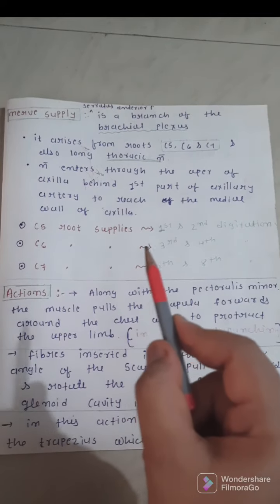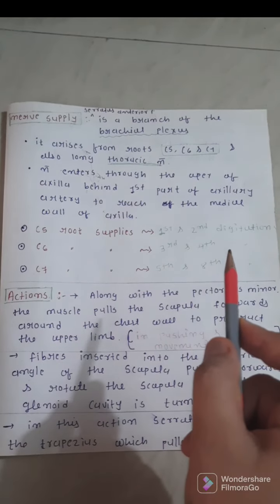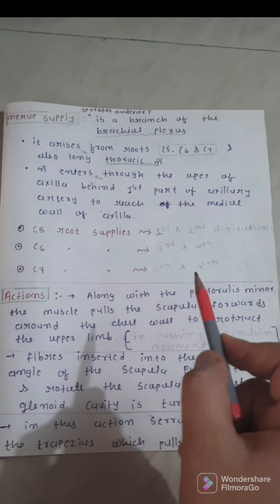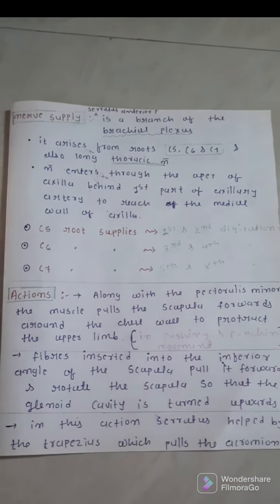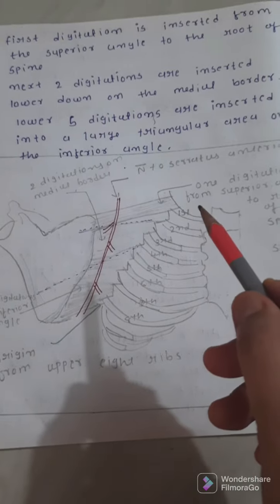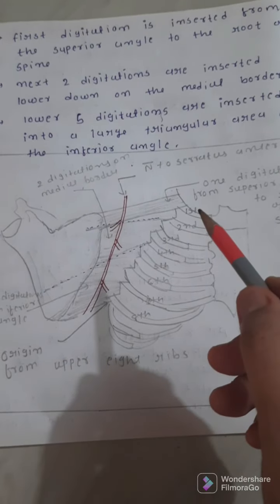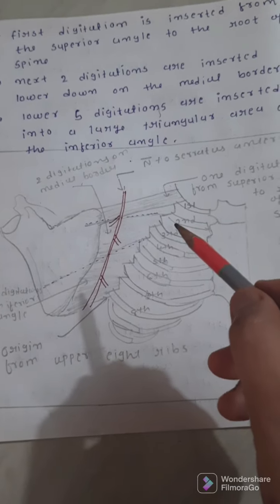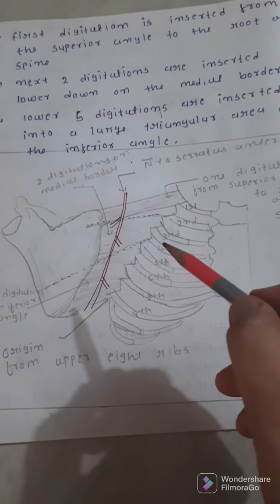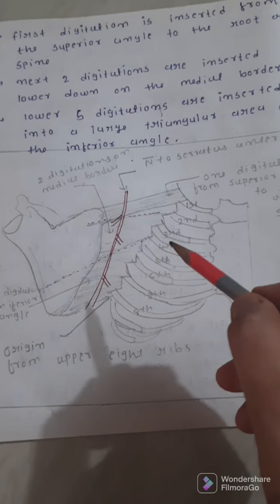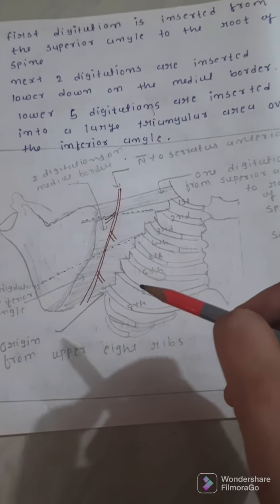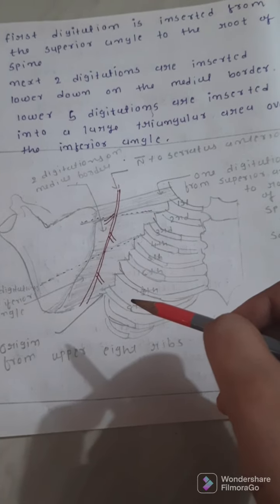C6 root supplies the third and fourth digitations, and C7 root supplies the fifth and eighth digitations. We can see in the diagram: C5 root supplies the first and second digitations, C6 supplies the third and fourth digitations, and C7 supplies the fifth, sixth, seventh and eighth digitations.